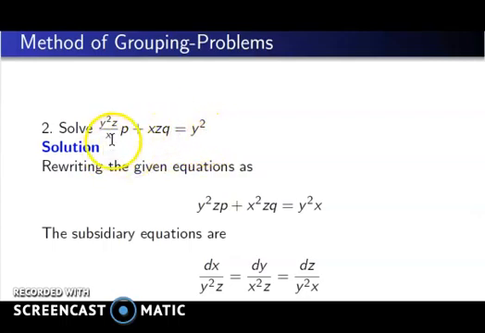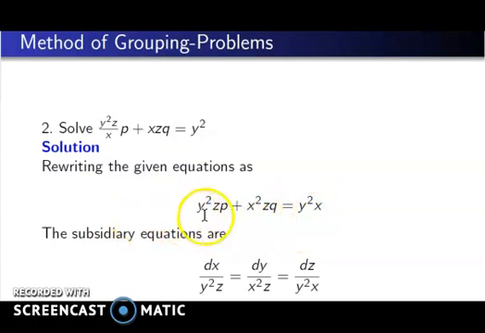Now when we look at the equation, you can see that the equation is of the form p plus q is equal to r. Now we can rewrite the given equation in simplified form as y square zp plus x square into zq is equal to y square x, taking x as LCM. And after that we are cross multiplying that x, so you get y square zp plus x square zq is equal to y square x.